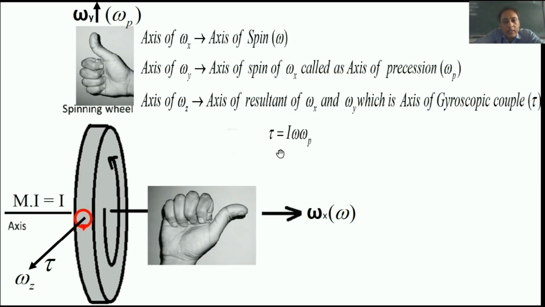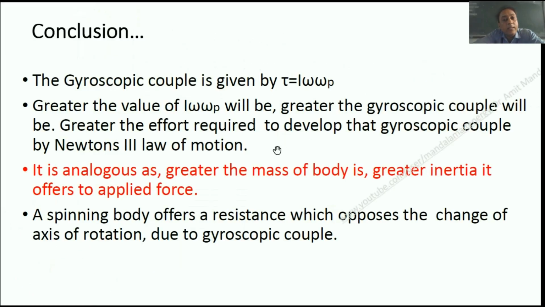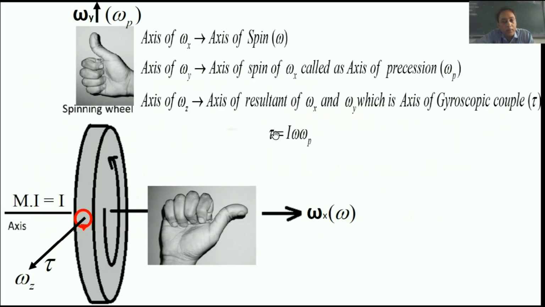So the greater this magnitude I omega omega p is, the greater the gyroscopic couple will be, and the greater the effort to be applied to develop that much gyroscopic couple. It is analogous to Newton's third law of motion, that every action has an equal and opposite reaction. The greater the mass of a body, the greater the force to be applied to make it move. Likewise, when we are developing the gyroscopic couple, and the expression is this, the greater the gyroscopic couple, the greater the amount of effort to be applied to develop it by the application of this omega p.